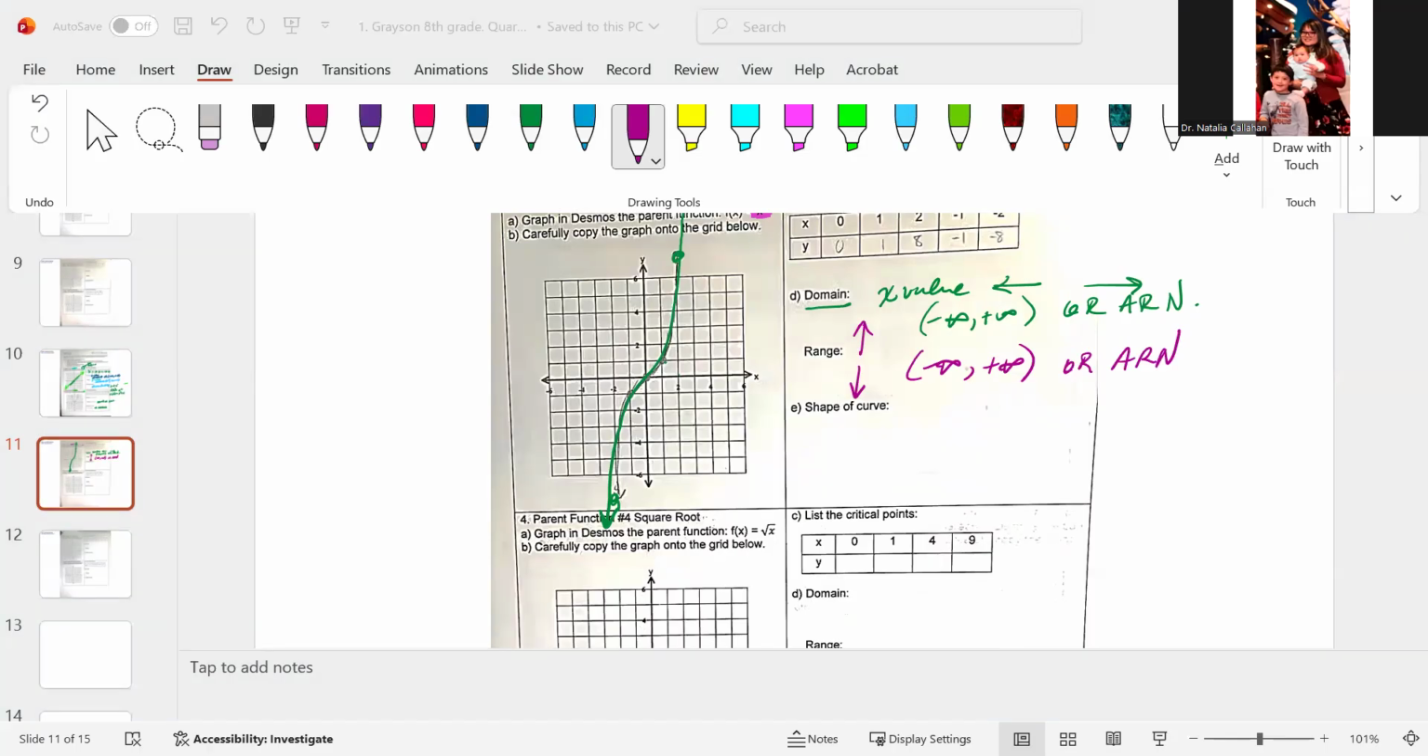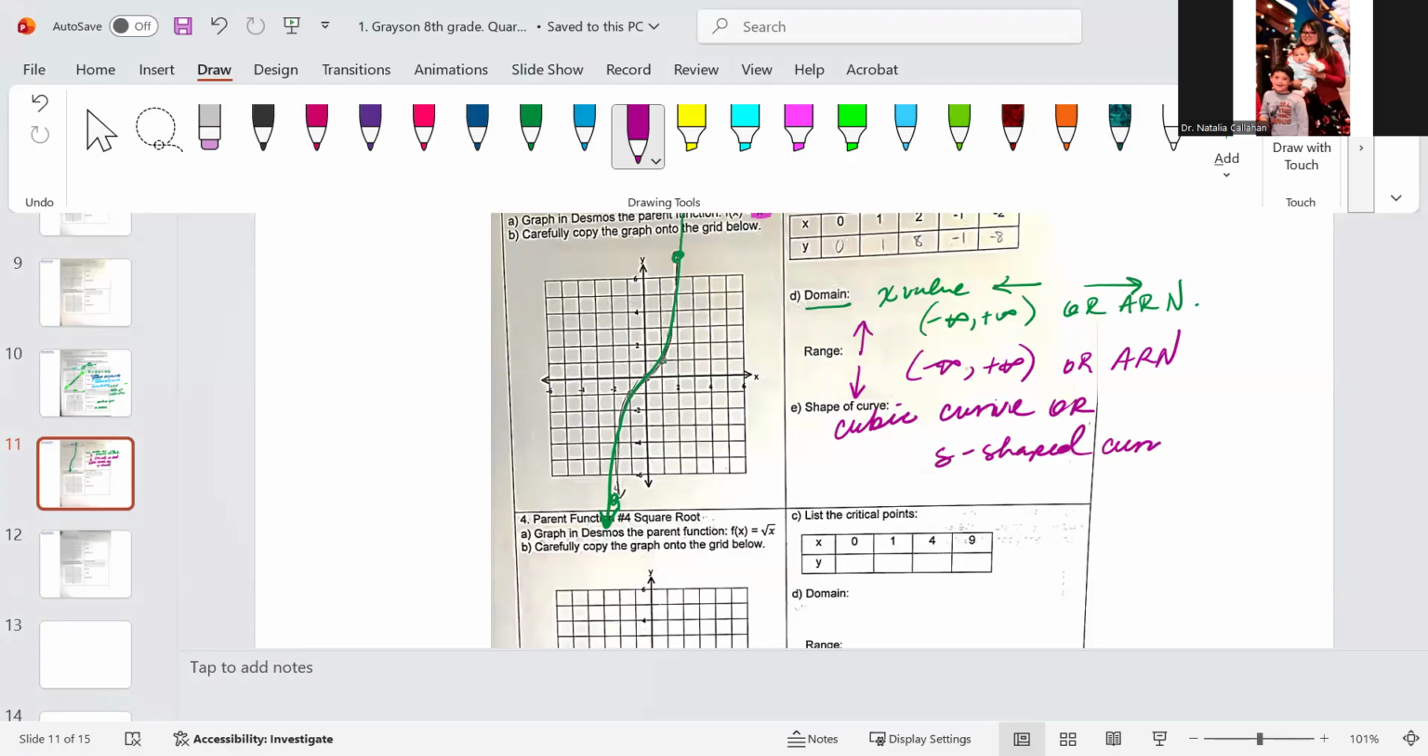I just put S, like an inverted S. S shape or a cubic curve. You can call it cubic curve or S shaped curve. Cubic curve, write that down, or S shaped curve.